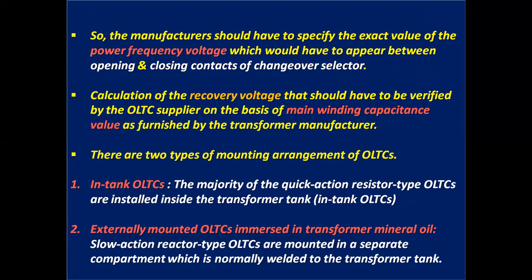There are two types of mounting arrangement of on-load tap changers. One, in-tank OLTCs, that is, the majority of the quick action resistor type OLTCs are installed inside the transformer tank. And number two, externally mounted on-load tap changers immersed in transformer mineral oil. Slow action reactor type OLTCs are mounted in a separate compartment which is normally welded to the transformer tank.